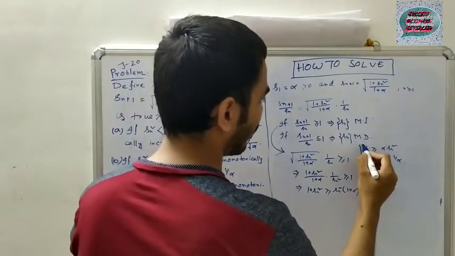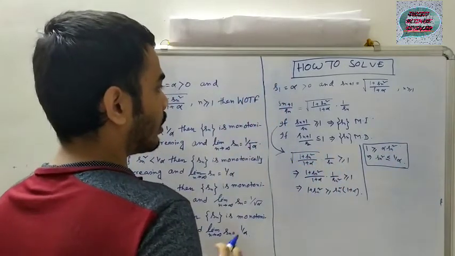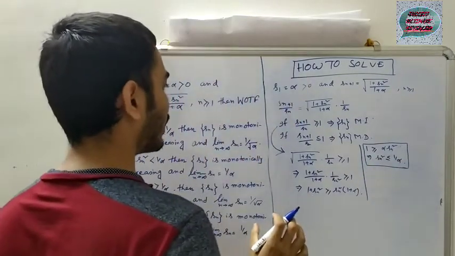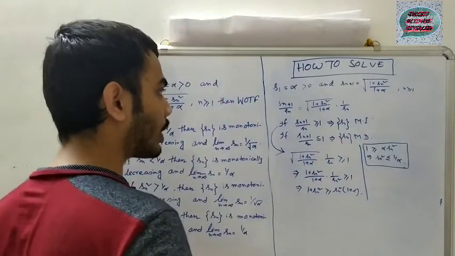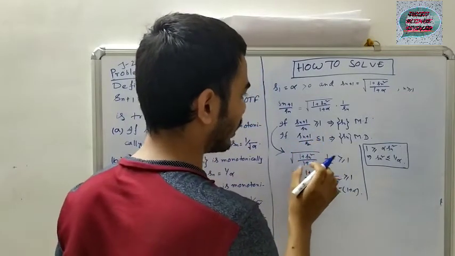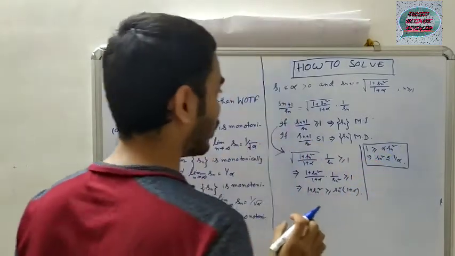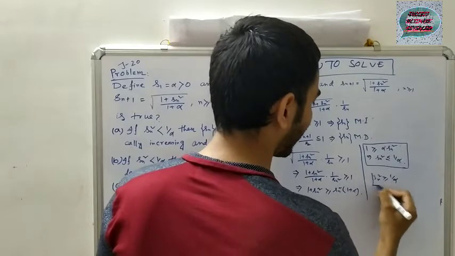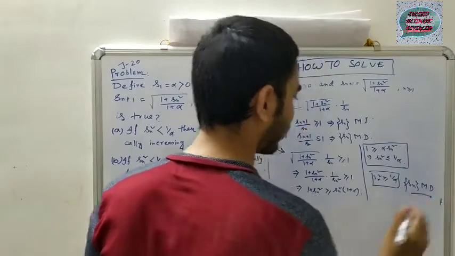So for a monotone increasing sequence, this condition also holds. If Sn square is less or equal to 1 by alpha, then we say that Sn is a monotonically increasing sequence of real numbers. And if Sn plus 1 by Sn is less or equal to 1, then we find that Sn square is greater or equal to 1 by alpha. So if Sn square is greater or equal to 1 by alpha, then Sn is a monotonically decreasing sequence of real numbers.